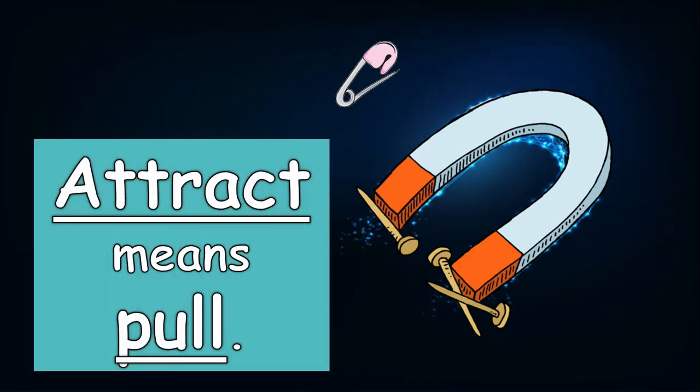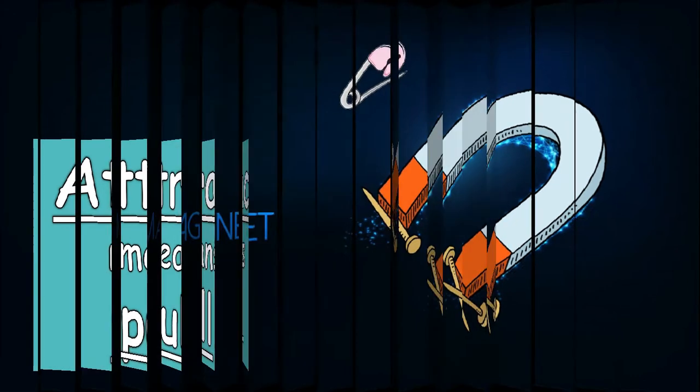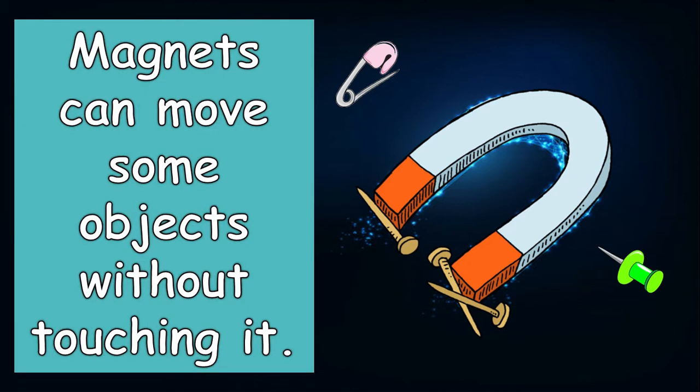Attract means pull. When we say pull, if you still remember, things are going closer to one another. Just like that. Next, magnets can move some objects without touching them, just like you are seeing on your screen.